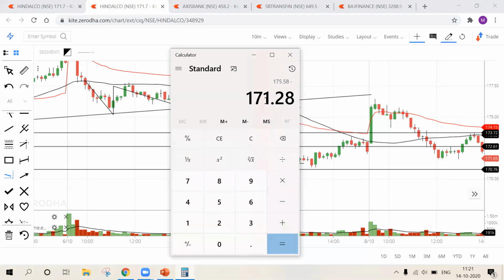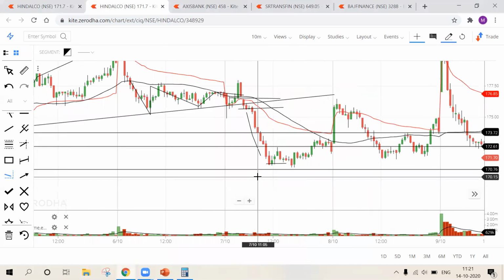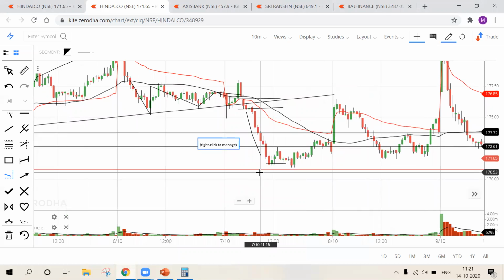Now I am buying at 171.28. Okay. Equal to, now I have got 4.3 rupees profit. So imagine that you are entering with 1,000 quantities. Your profit is 4300. So that's how simple the trading is. Okay. You'll be mesmerized with the results.